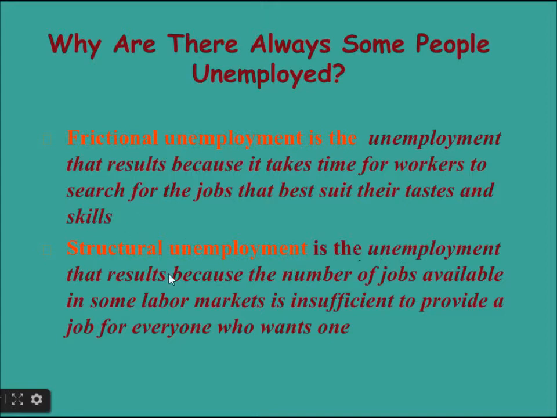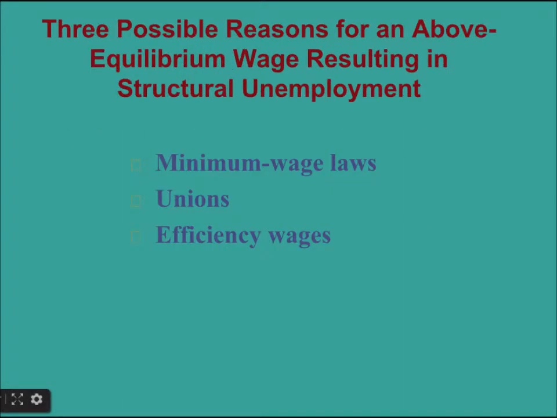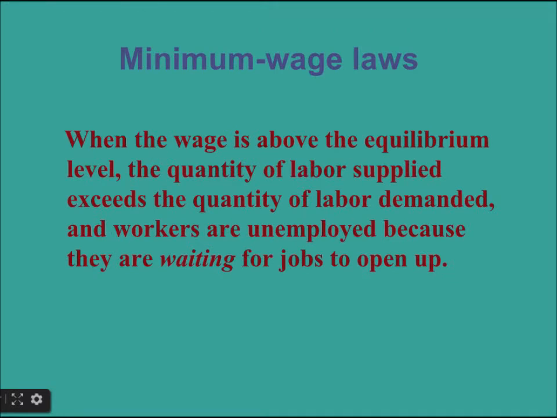Structural unemployment is the unemployment that results because the number of jobs available in the labor market is insufficient to provide a job for everyone who wants one. Three possible reasons for the above-equilibrium wage resulting in structural unemployment are minimum wage laws, unions, and efficiency wages. So let's see what these are. Minimum wage laws. When the wage is above the equilibrium level, the quantity of labor supplied exceeds the quantity of labor demanded, and the workers are unemployed because they are waiting for jobs to open up.